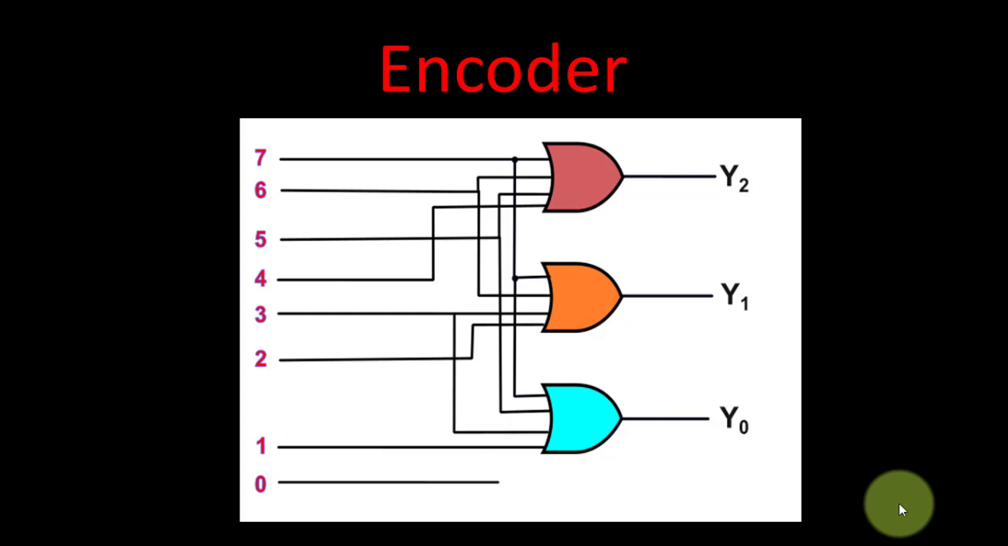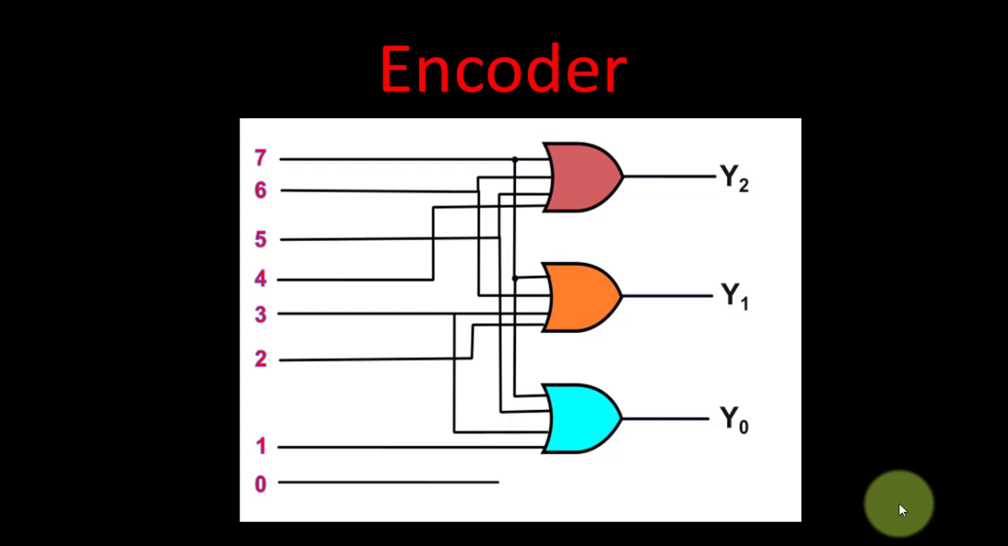Before starting with the working, we must understand how the OR gate works. The output of an OR gate is high when even a single input is high. So the output is low only when all the inputs are low. That is the condition for the OR gate. So if a single input is high, the output becomes high.